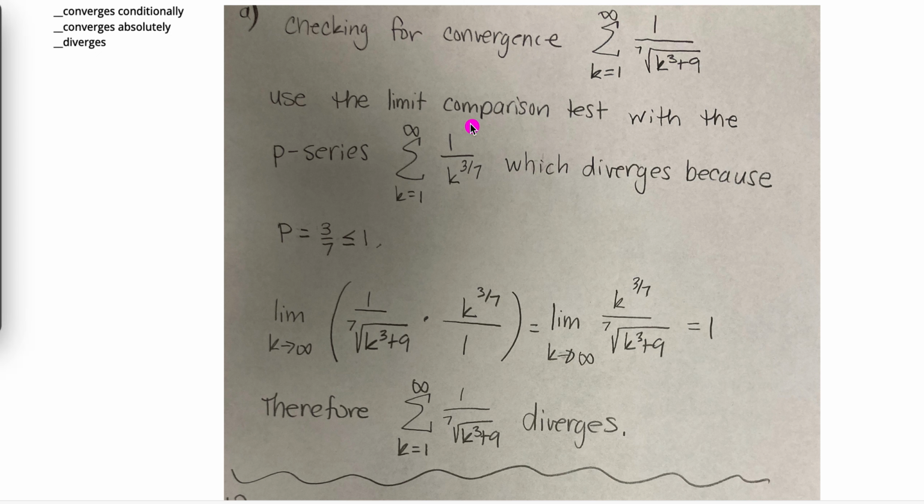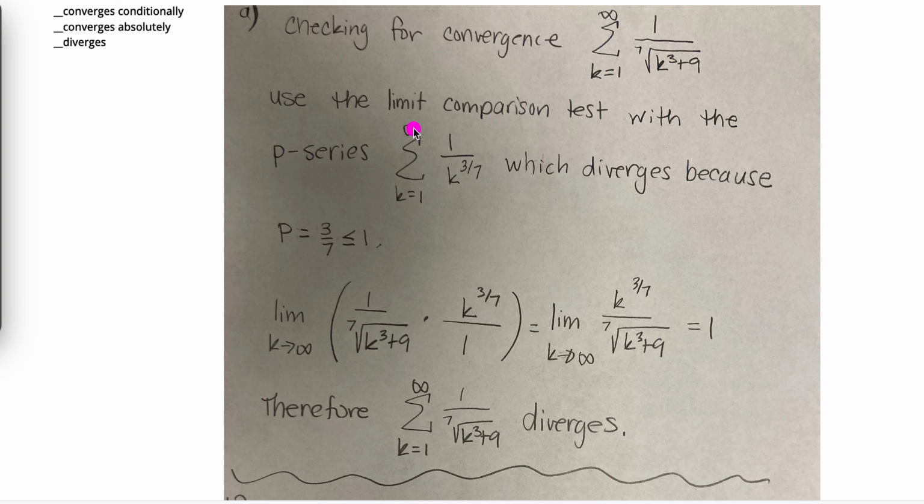Now I'm using this p series to compare because I know with the p series when it diverges and when it converges. And in this case, because the 3/7 is less than 1, we know that it diverges. So I'm going to compare the series that we're trying to find out about to this series here, our p series, using the limit comparison test.